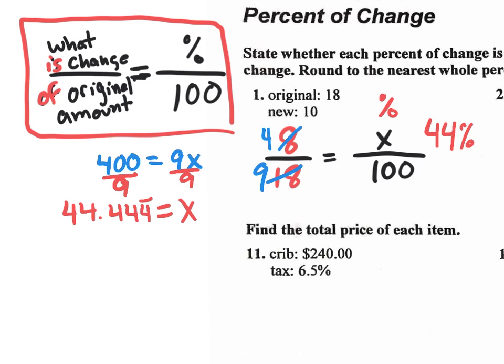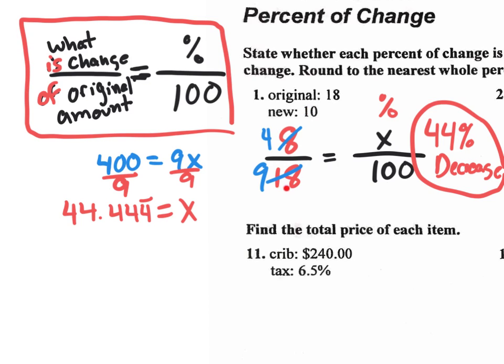44%. So is it a 44% increase or a 44% decrease? Decrease. So here's our answer, 44% decrease. Now why is it a decrease? Because originally it was 18 and obviously it decreased down to 10. How did it change? It changed by 8.